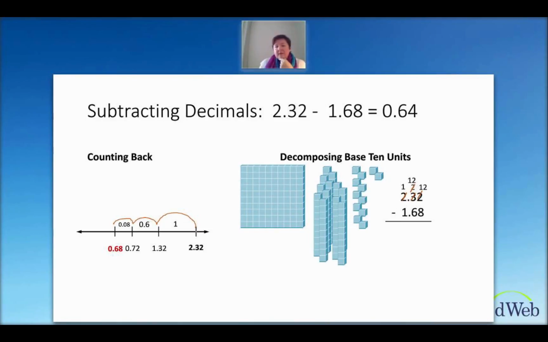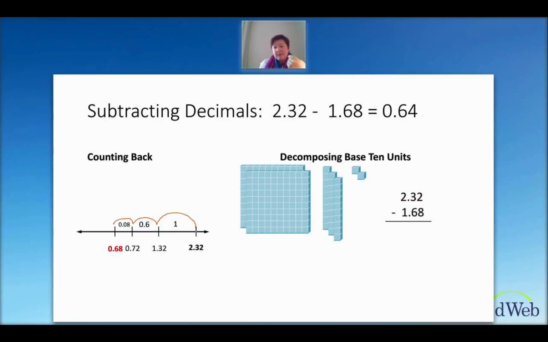On the right, I can regroup. And I can decompose my base 10 units. Here, let me go back. I'm using my flat for a whole. Somebody was asking earlier about using the base 10 blocks for decimals. I've done it here. 2 wholes, 3 tenths, 2 hundredths. I can't subtract.